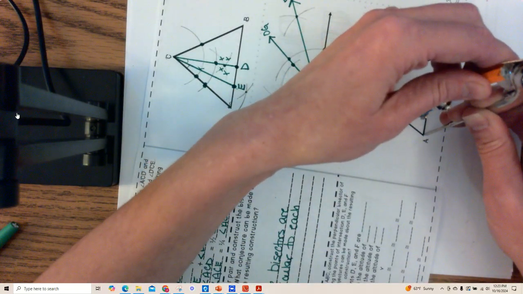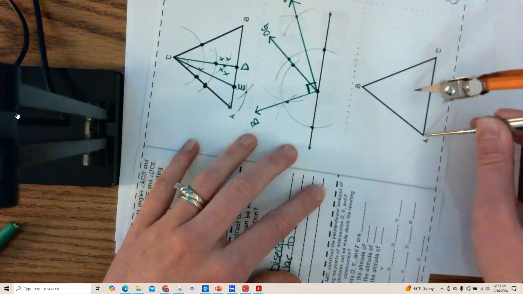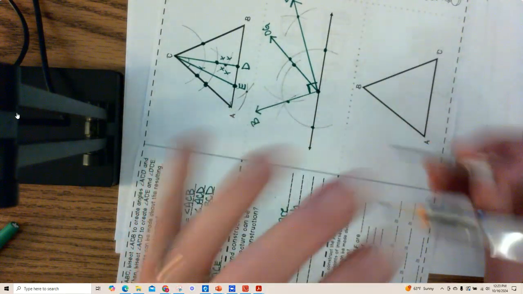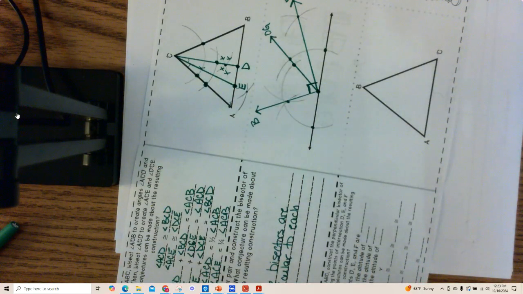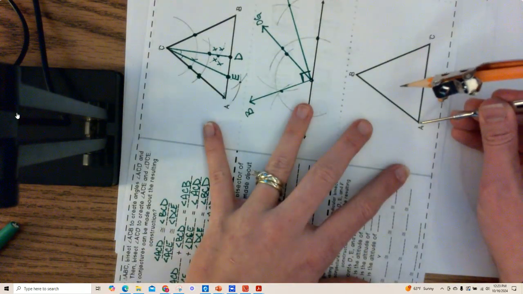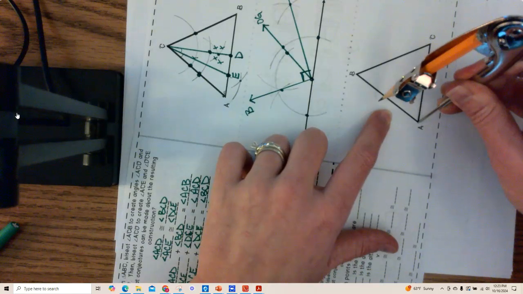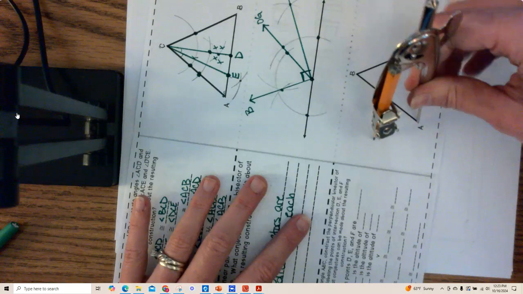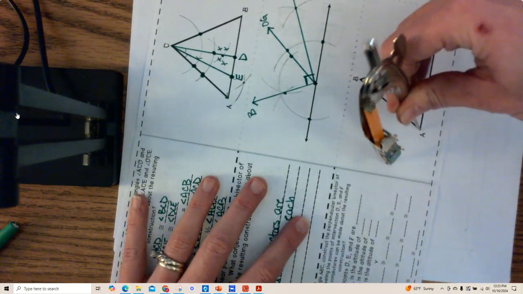Because normally we'd set this compass and we'd do one here and we'd go to B and we'd do one and then we'd change the compass measurement. It would make an awful mess. So set your compass more than half the distance from A to B. And I want you to make an arc that's pretty big.